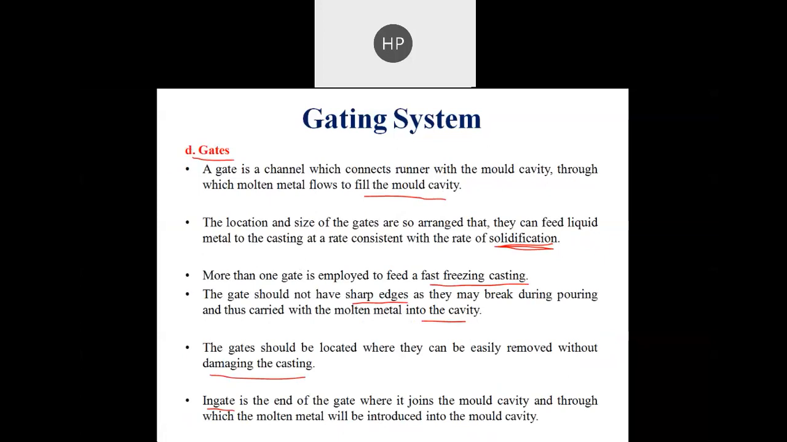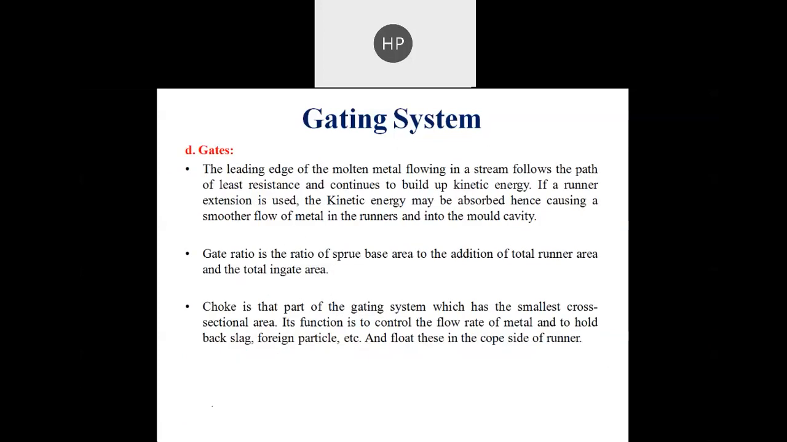So ingate is the end of the gate where it joins with the mold cavity and through which the molten metal will be introduced into the mold cavity. Okay, and that is termed an ingate. The leading edge of the molten metal flowing in a stream follows the path of least resistance and continues to build up kinetic energy. Okay, so it is important.